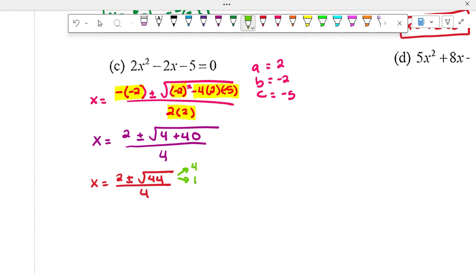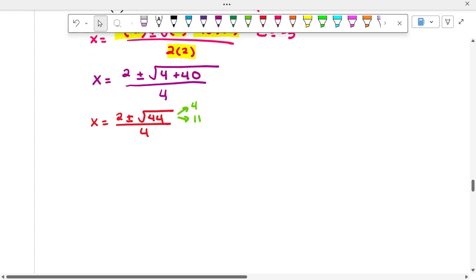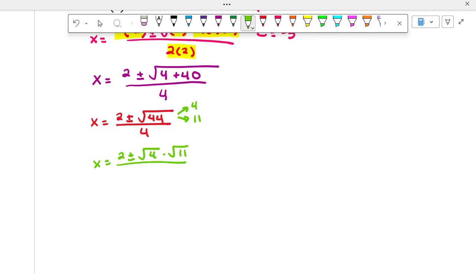So 4 and 11 are my two factors. So x is equal to 2 plus or minus the square root of 4 times the square root of 11, all over 4. So x is equal to 2 plus or minus 2 square root 11 over 4.